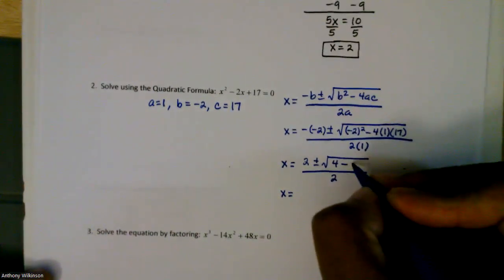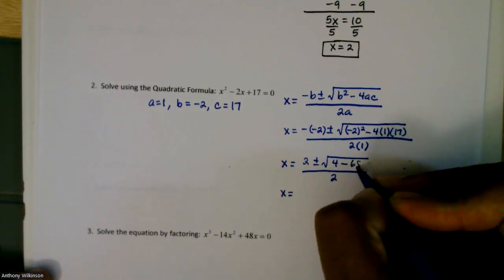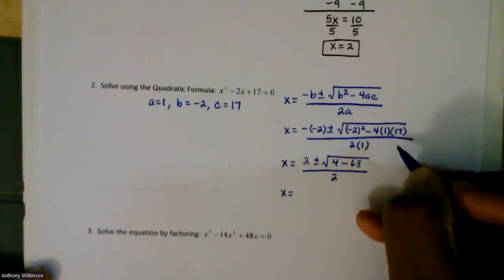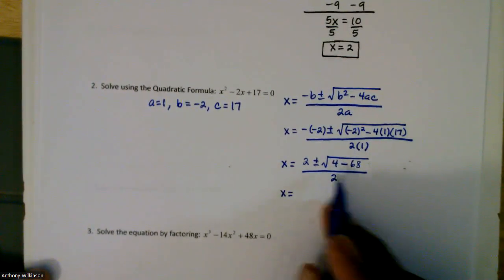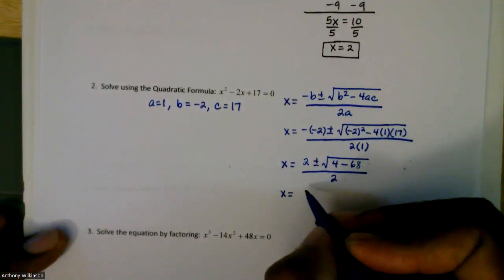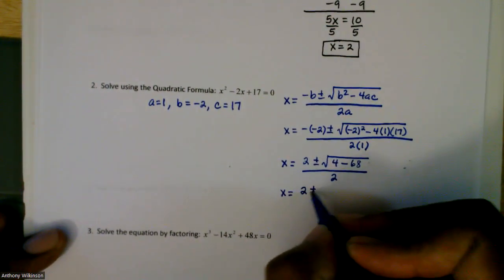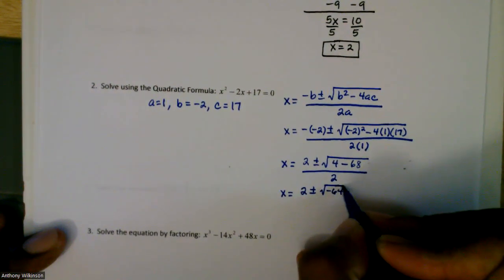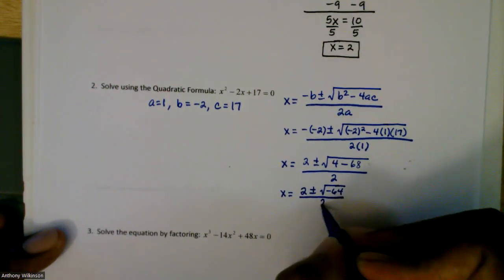Okay, I had 64, that should be 68. And that's 4 times 17, which is 68. So now, 4 minus 68 will be -64. So here I'm going to have 2 plus or minus the square root of -64, and the whole thing is divided by 2.